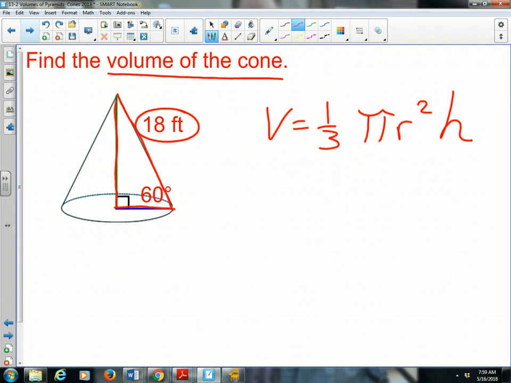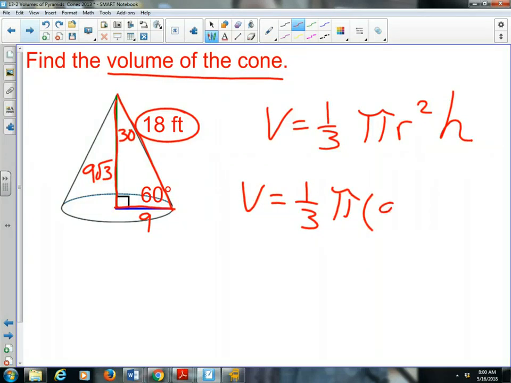because this would be what kind of a triangle, everybody? Yes, it would be a 30, 60, 90 right triangle. So to go from the hypotenuse to the side that's opposite the 30, it's half as much. So now I know my radius is 9. And then to go from my side that's opposite the 30 to the side opposite the 60, I multiply by root 3. So the height of my cone is 9 times the square root of 3. Now I have everything I need. Let's put it into my equation.